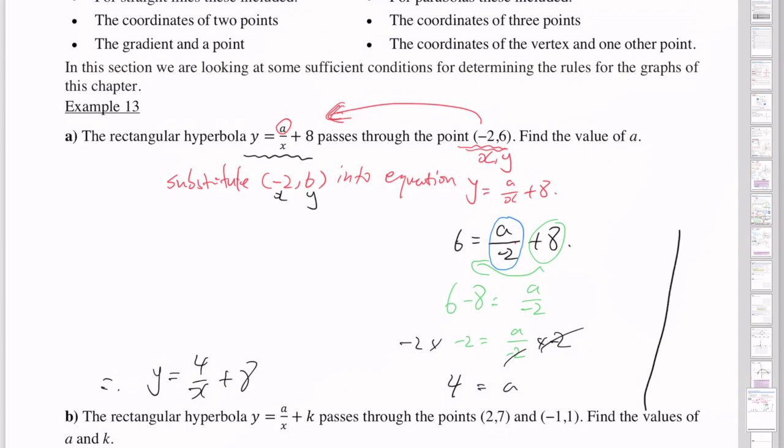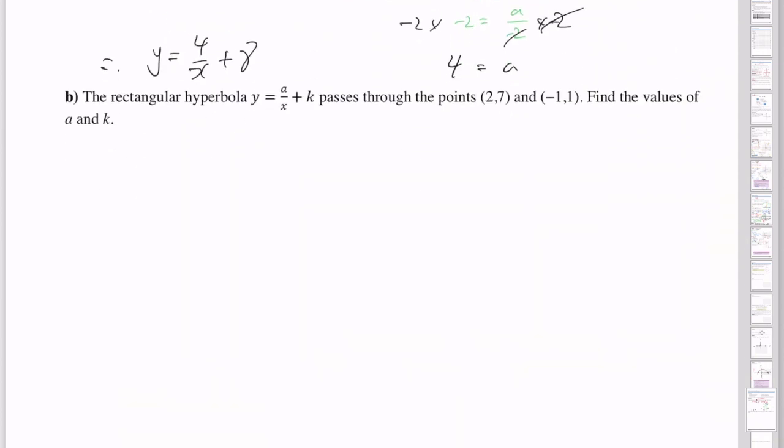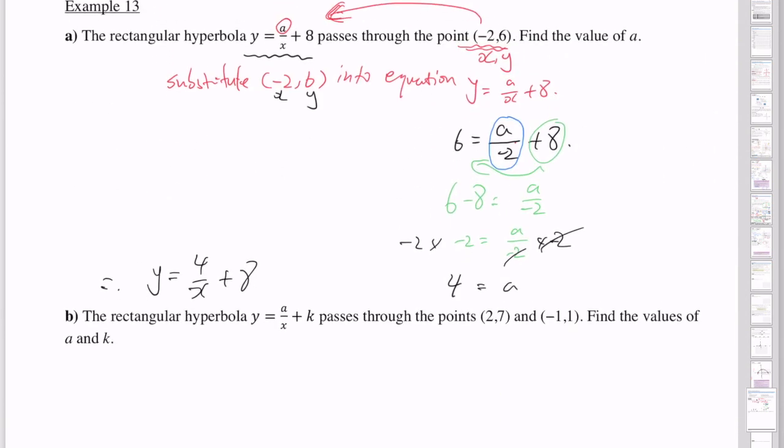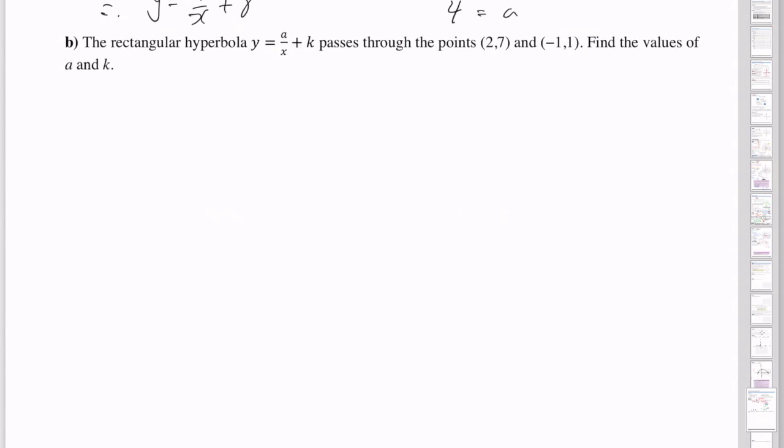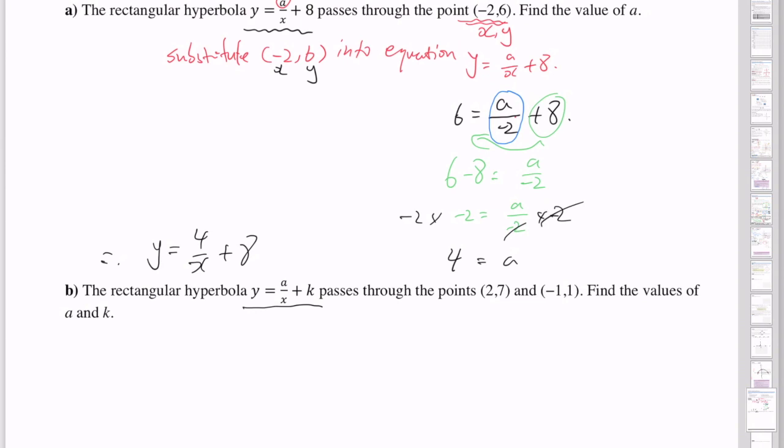Okay, so if we do the next problem, find the rectangular hyperbola y equal to a over x plus k. If we compare with the first one, the first one only needed the value of a, but this one we need to find the value of a and the value of k. So two unknowns, we actually need 2 points, and that's why your question gave you 2 points.